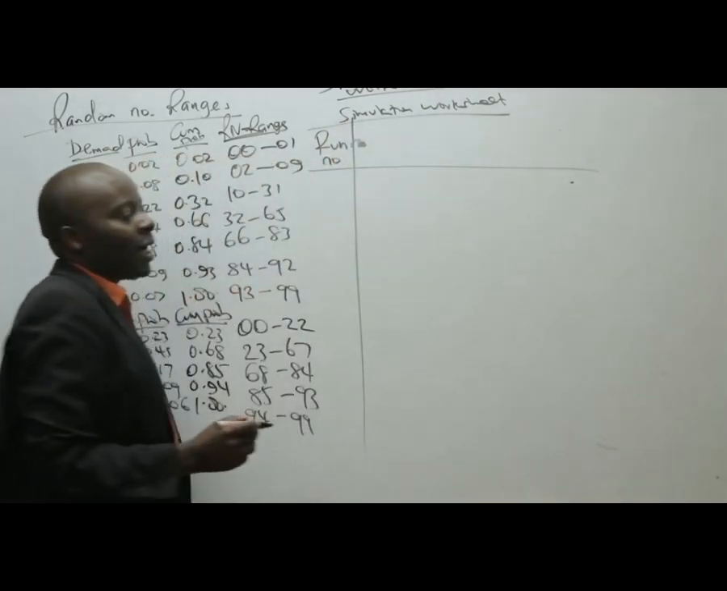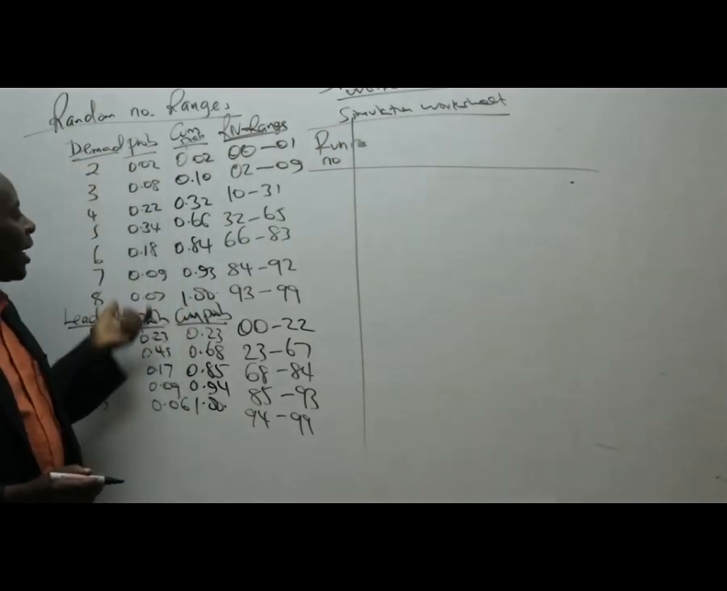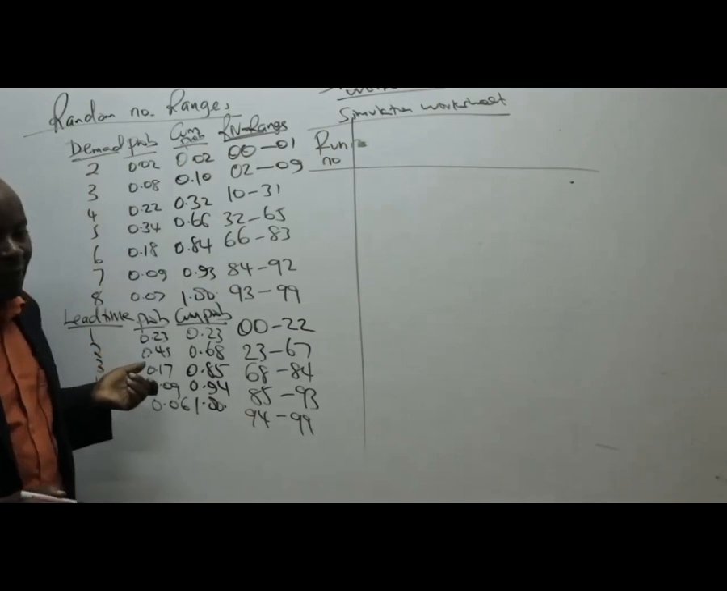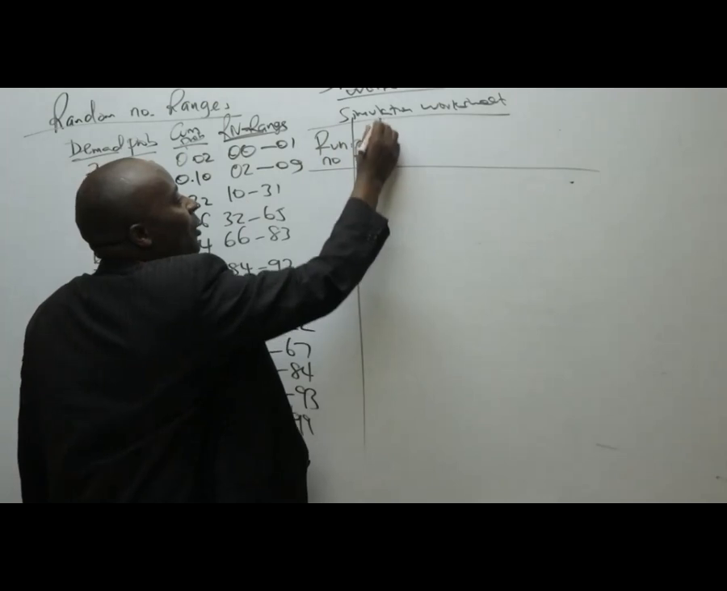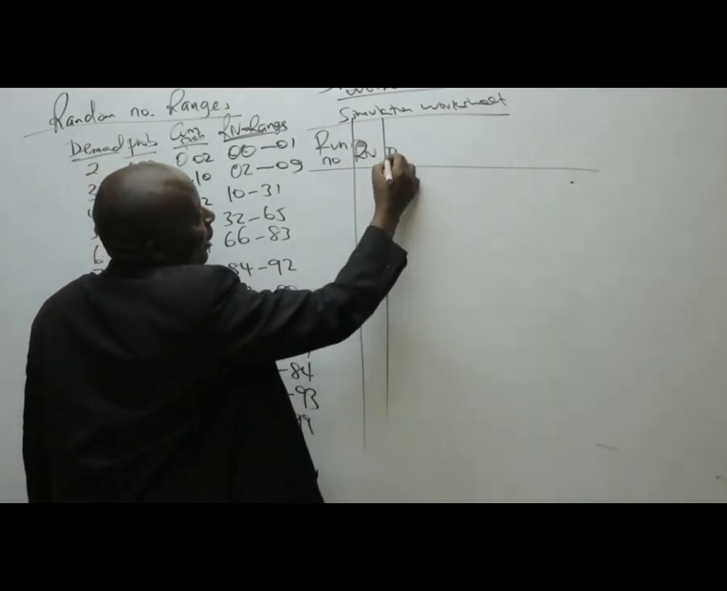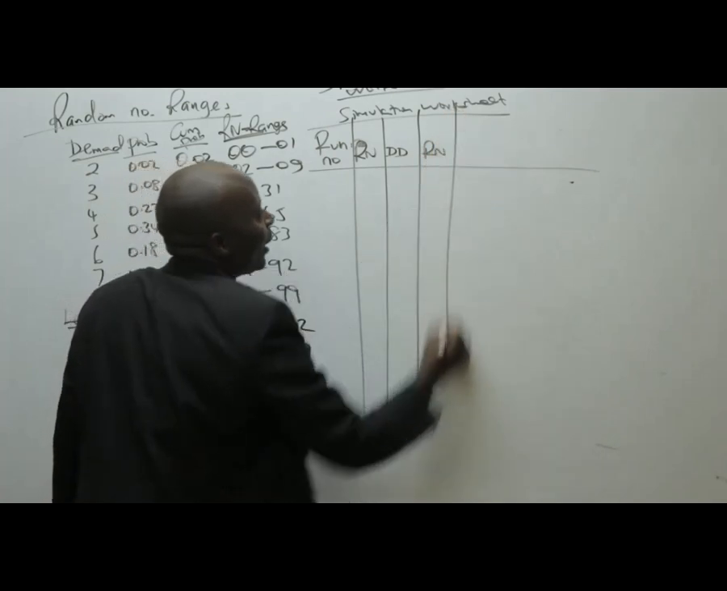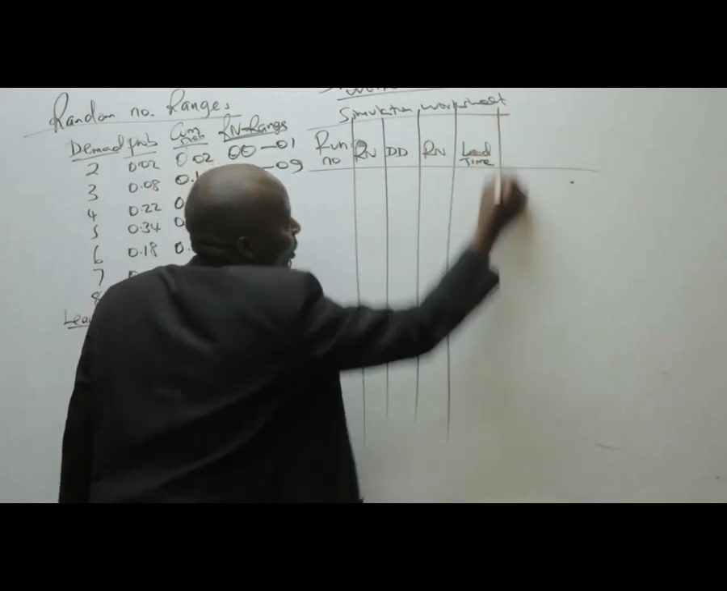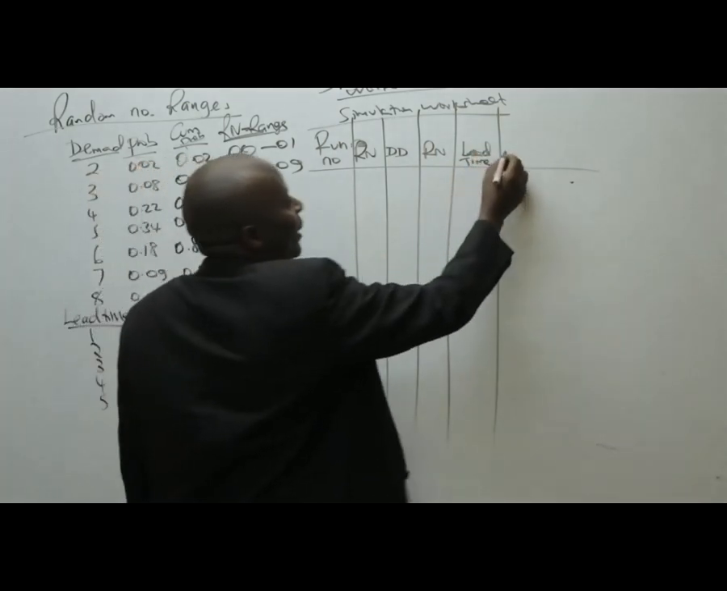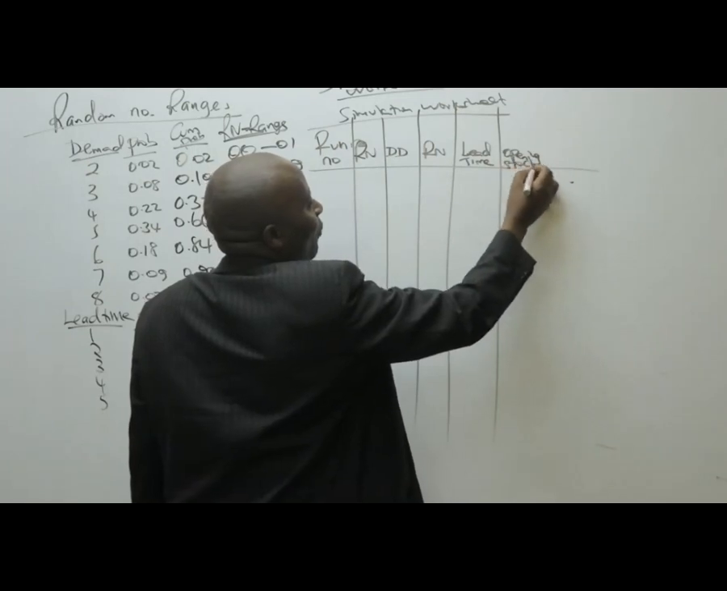And then from there, I'll estimate the variables you have been given using random numbers. So random number demand, random number lead time. Lead time. And then because it's an inventory question, I must have opening stock.